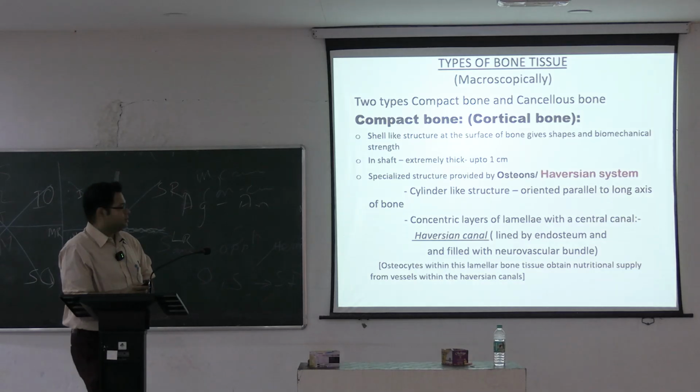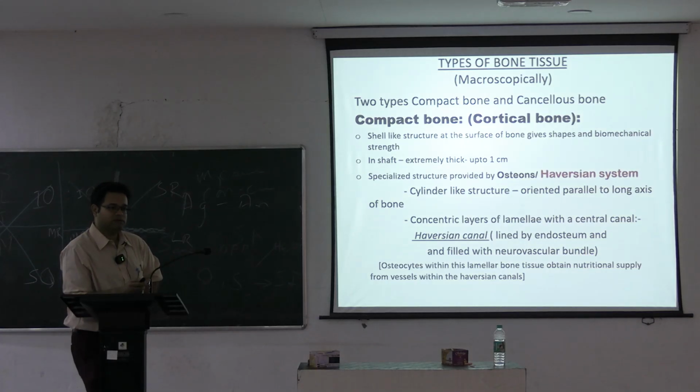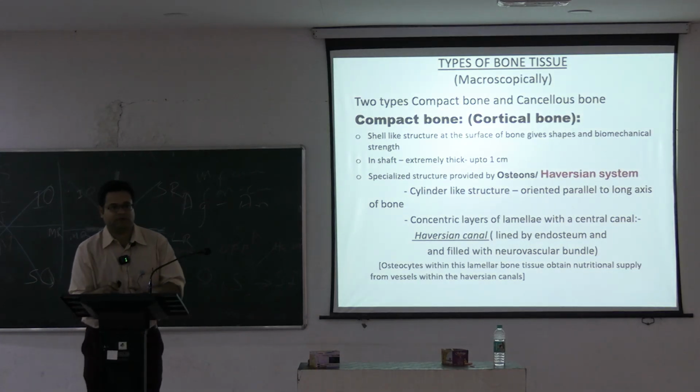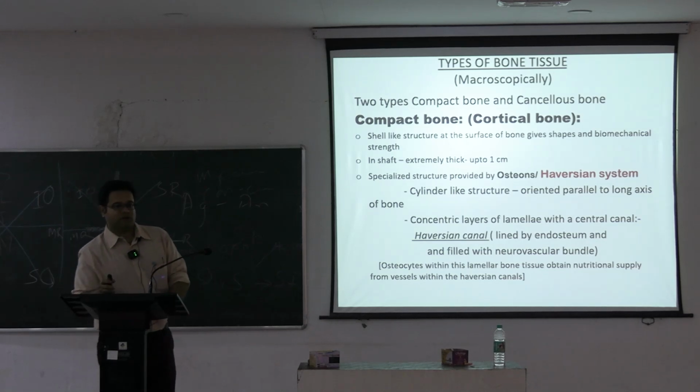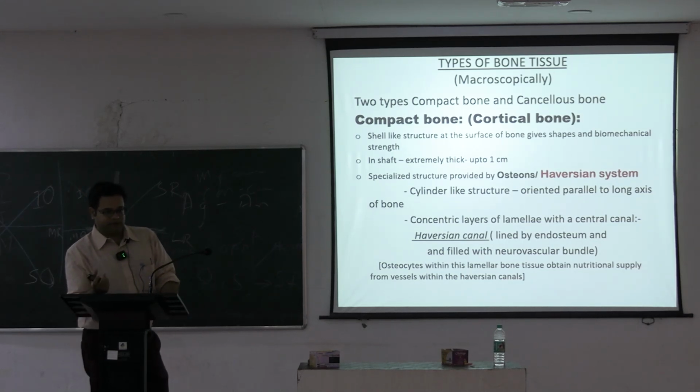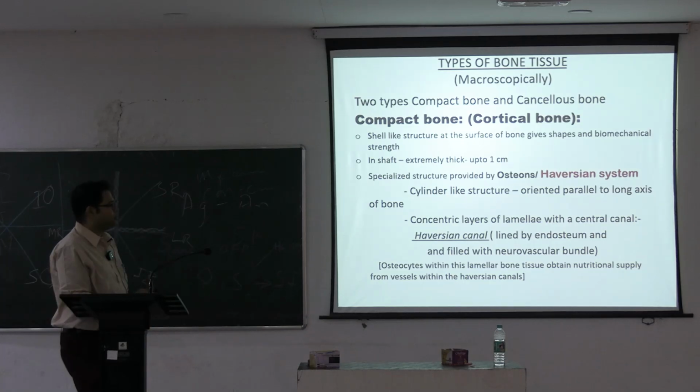Now in the shaft, the compact bone thickness can be up to 1 centimeter. Have you had anatomy classes on bone? What are the parts of a typical long bone? Yeah, exactly. The shaft, the middle and longest part, is called the diaphysis. On the two ends you can see the metaphysis, and the absolute ends of the bone, which form the joints, are the epiphysis. The cortical bone forms the diaphysis. In large bones like the femur, the cortex can be very thick, up to 1 centimeter.